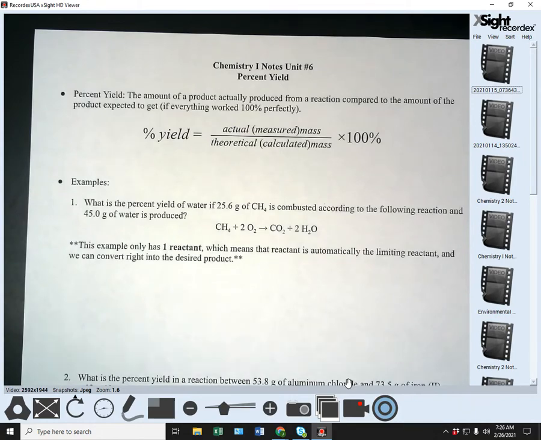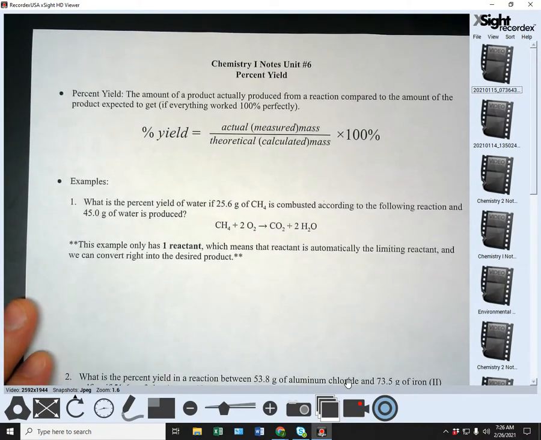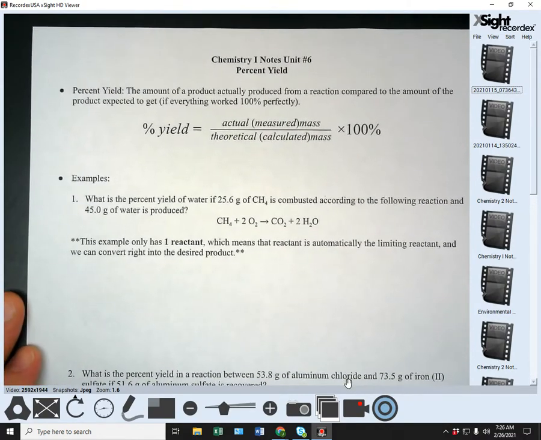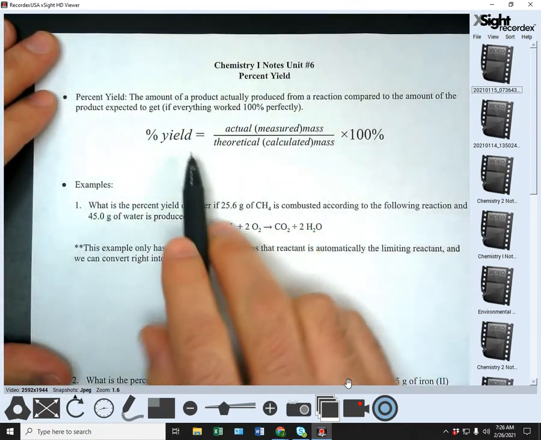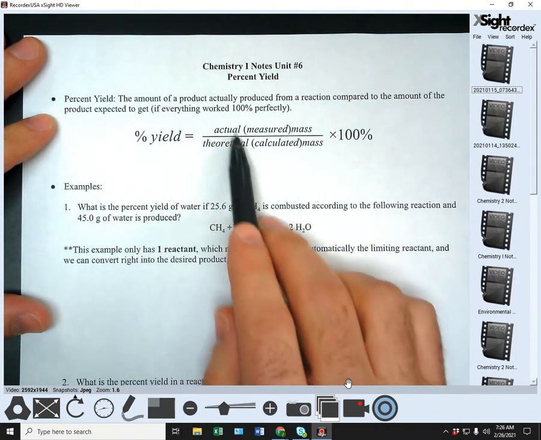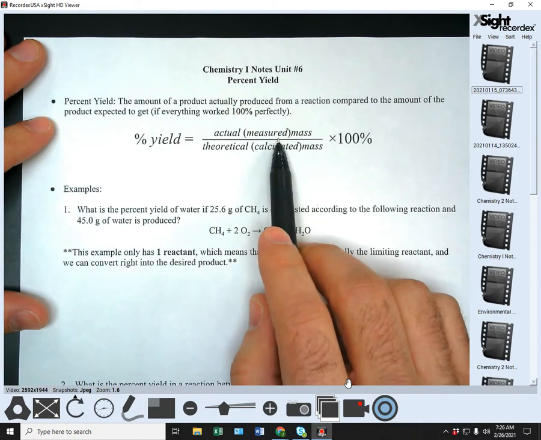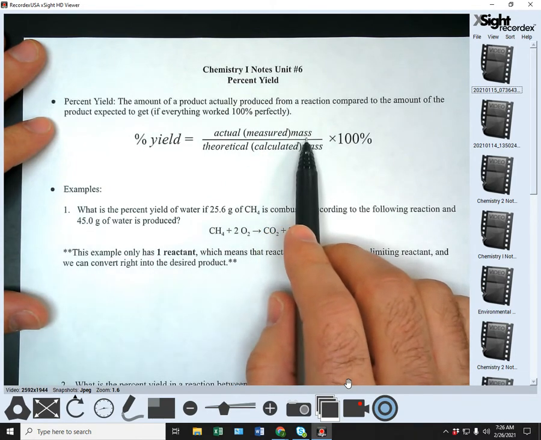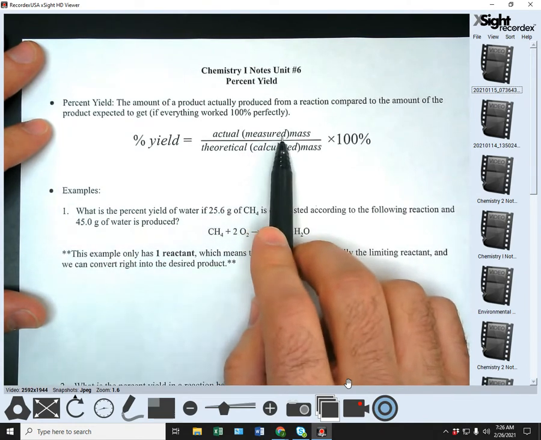It helps you understand how much in real life was actually produced compared to the amount that mathematically you figured out should be produced. All right. So the equation, like we have here, is percent yield equals what's called the actual or measured mass. Okay, so this is what you would actually measure in a lab.